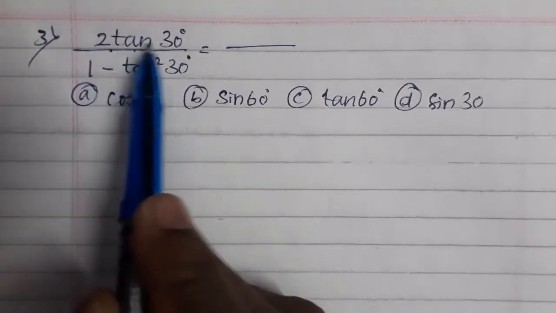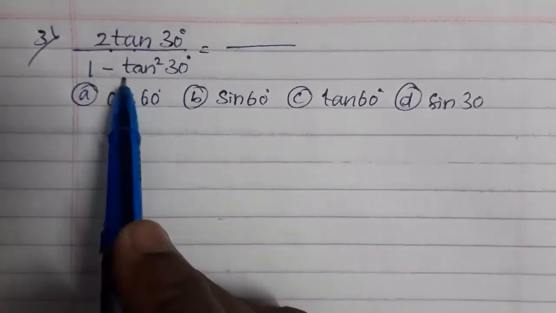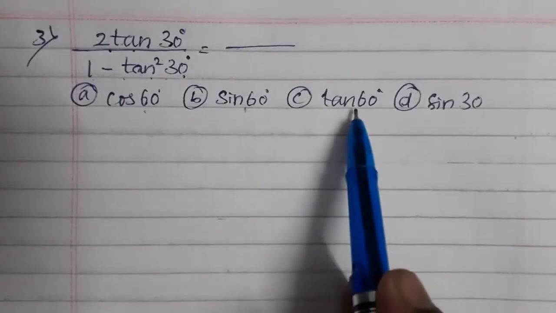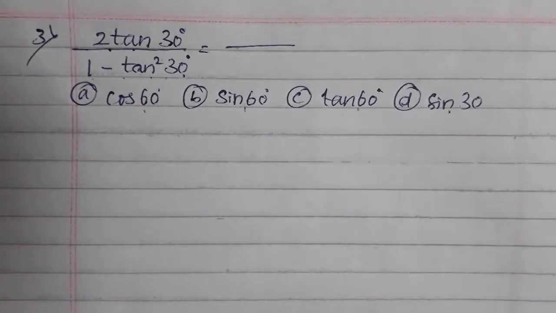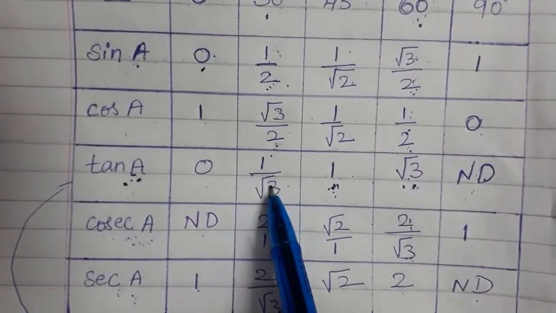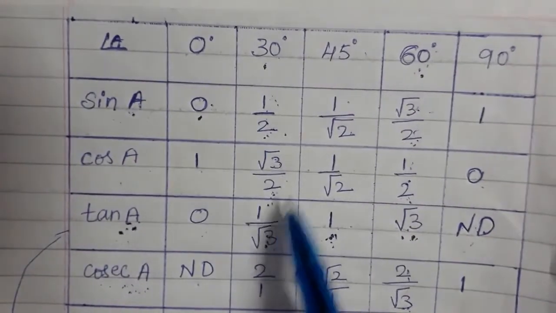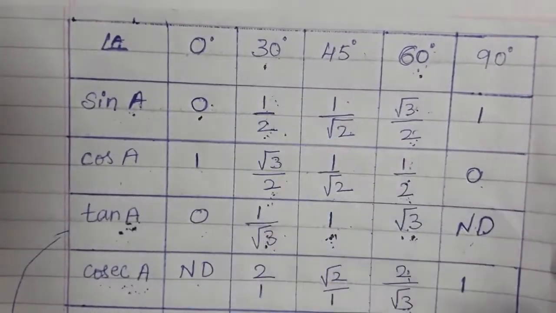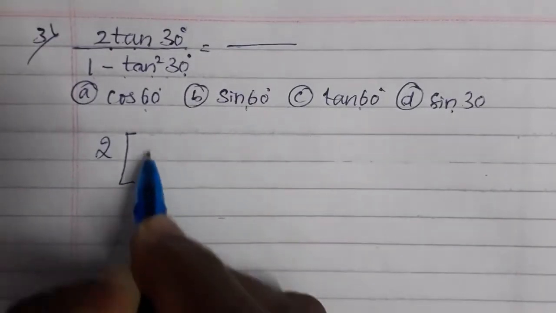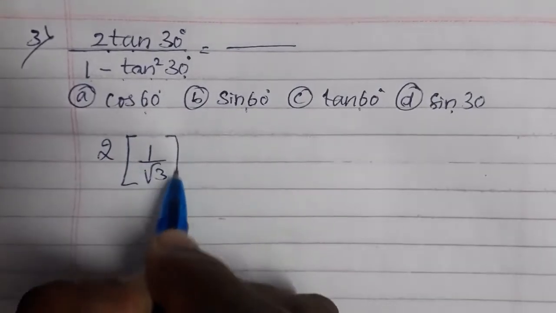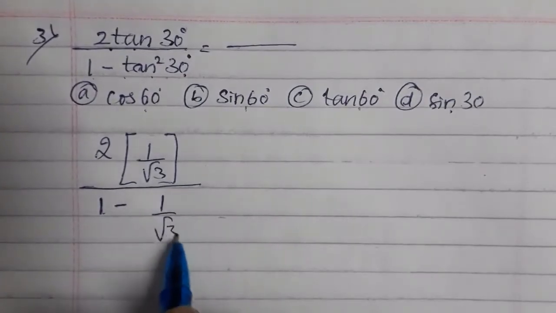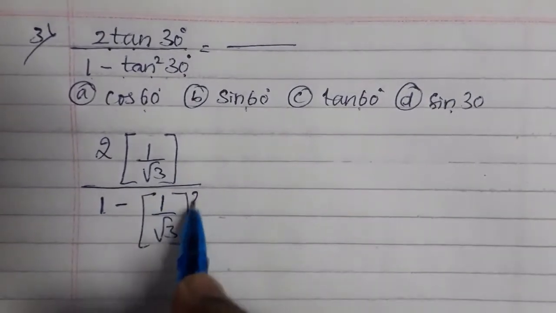One more sum. 2 tan 30 degree divided by 1 minus tan² 30 degree. The options are cos 60, sin 60, tan 60, sin 30. Now to solve this you have to remember the tan 30 value. What is the tan 30 value? You can see tan 30 is 1 by root 3. So 2 into 1 by root 3 divided by 1 minus (1 by root 3) the whole square.